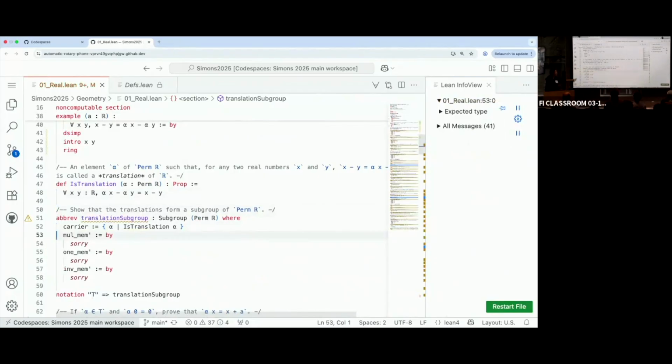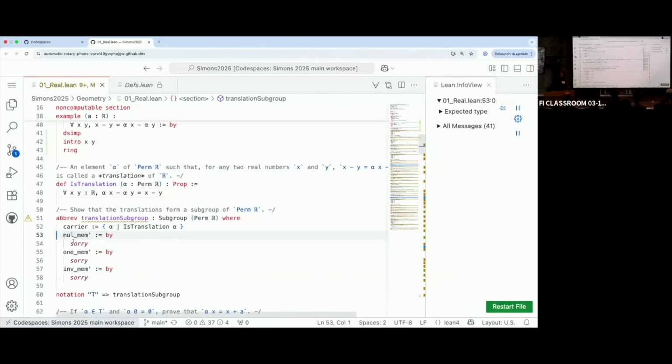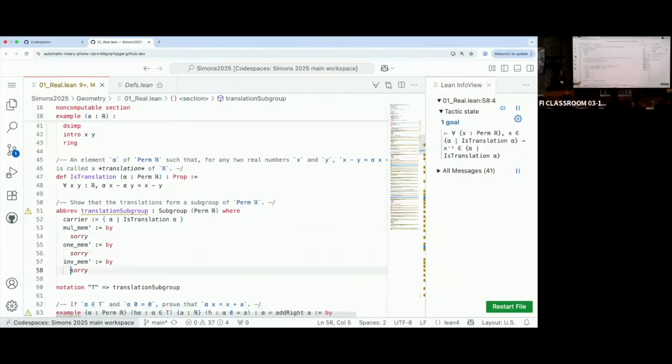And then I have 3 tasks. If I hover over the first one, I have to show that the product of 2 things in my set belongs to my set. The second thing is to show that 1 belongs to the set, 1 being the identity permutation. And the third task is to prove that if I have a permutation which is a translation, then its inverse is also in the set. Any questions about this and how it relates to the definition of subgroup you learned in school?